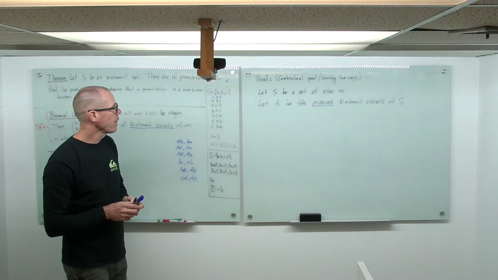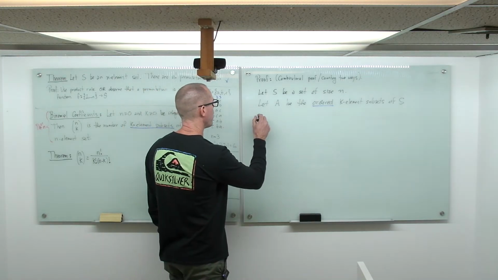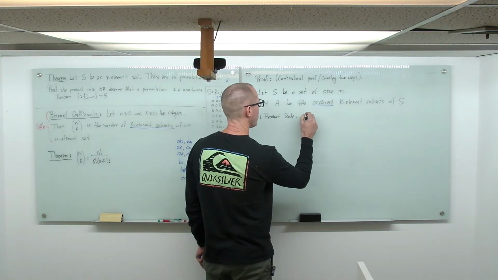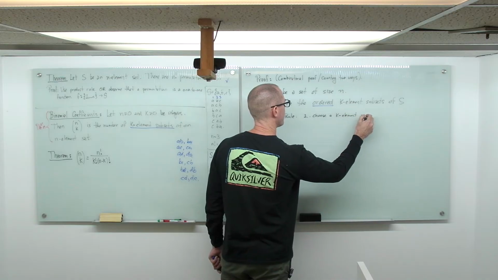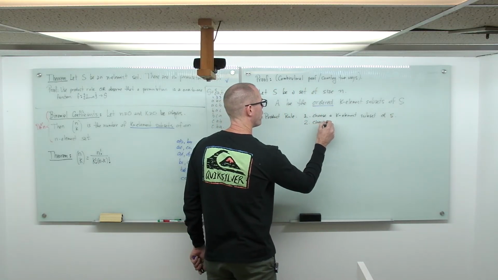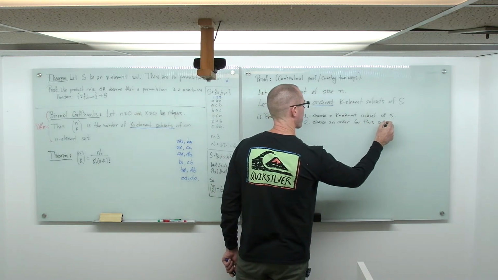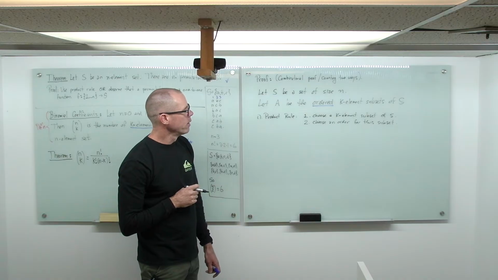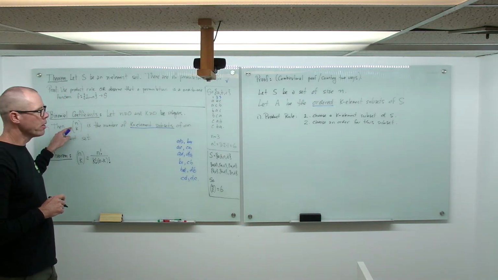So we're going to figure out the size of A here. We're going to do that in 2 different ways. Here's one way to count the size of A. We'll use the product rule with 2 steps. Step 1 is choose a k-element subset of S. And step 2 is choose an order for this subset. Choosing a k-element subset of S, where S is an n-element set, we have a definition that tells us the number of ways to do that is n choose k.